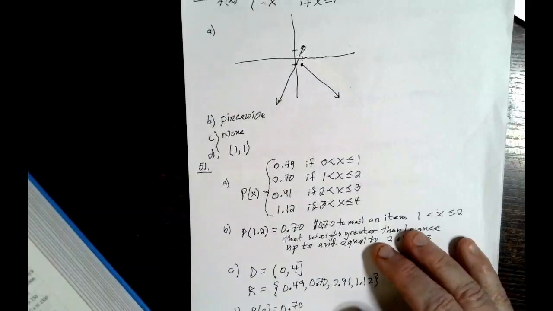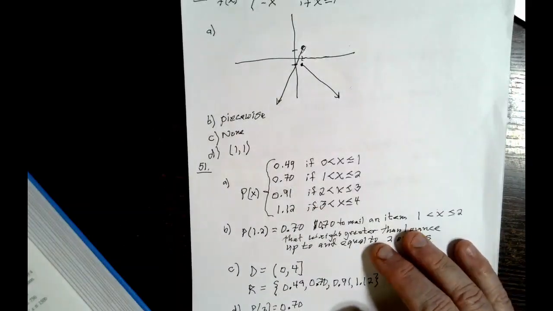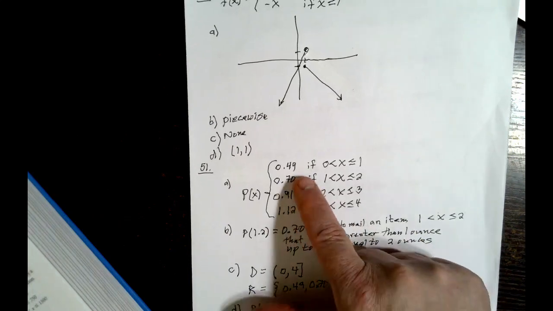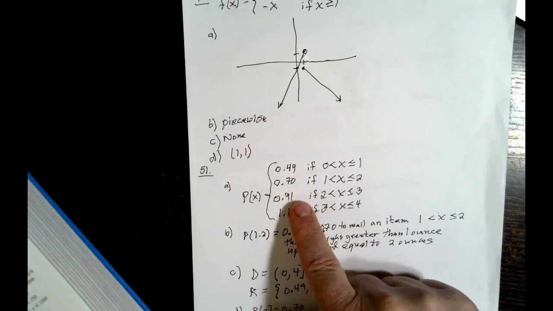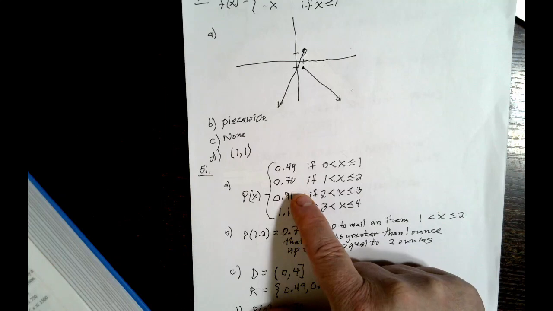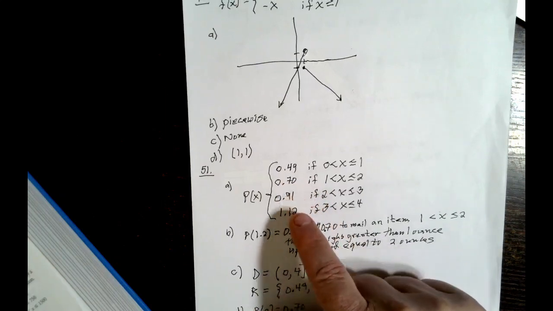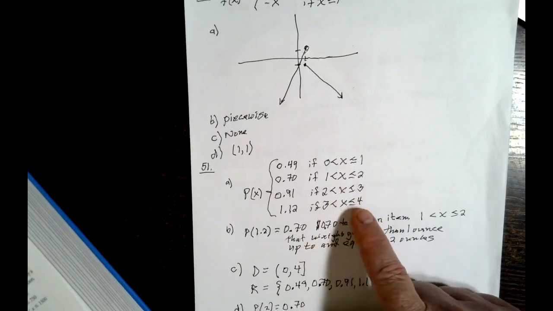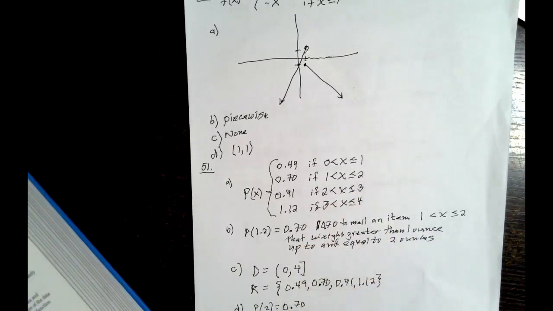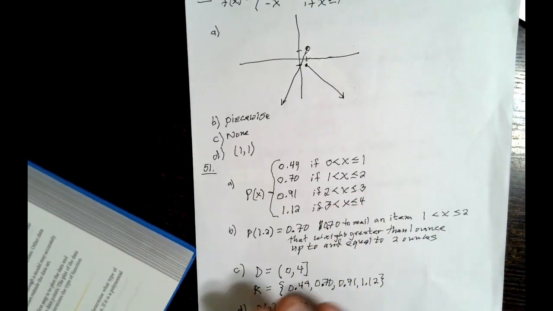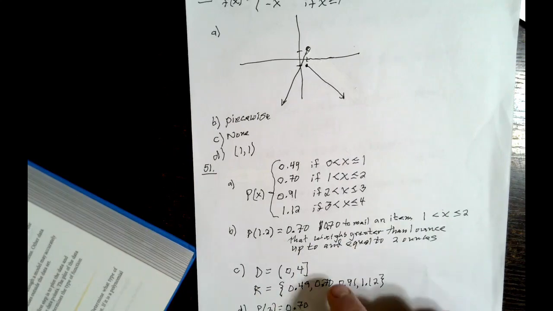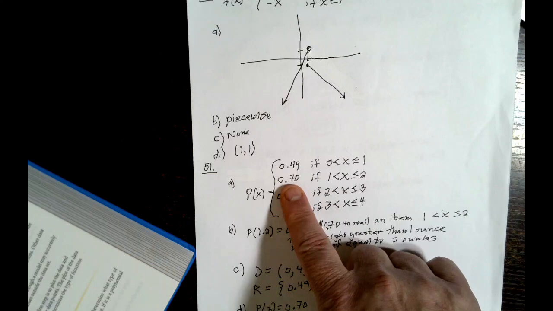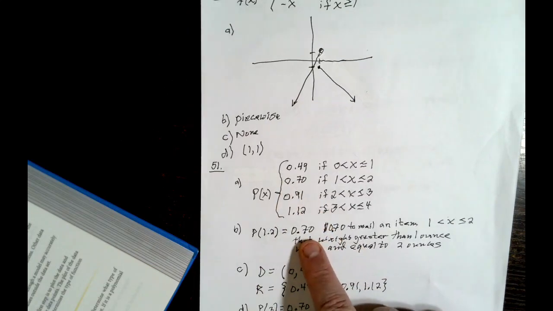Number 51, it says first class stamps are 49 cents for the first ounce, and then for each additional ounce it's 0.21 more. So add 0.21, 0.21, 0.21 for each 1 ounce to another ounce to another ounce. Okay, so it's a piecewise function. They ask you to find p of 1.2. 1.2 is between 1 and 2, so it's 0.7.